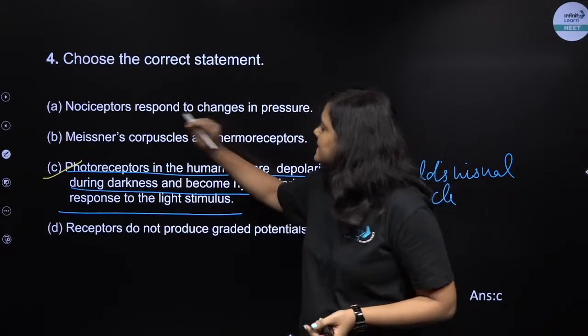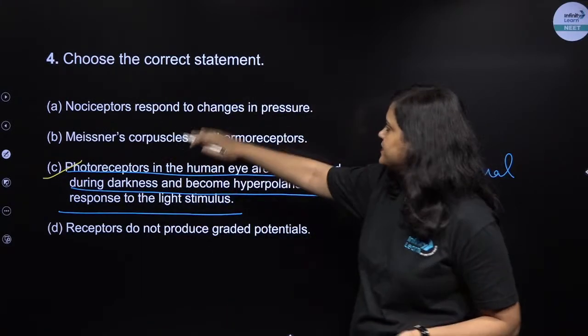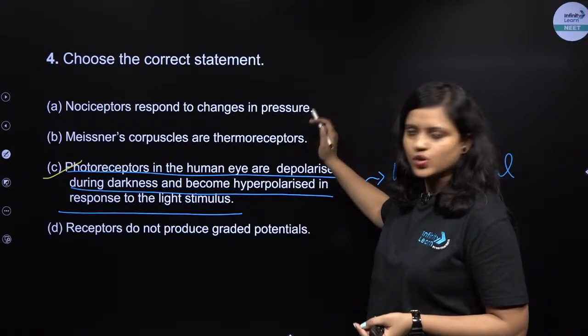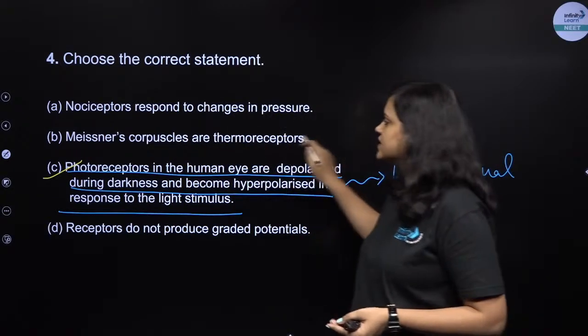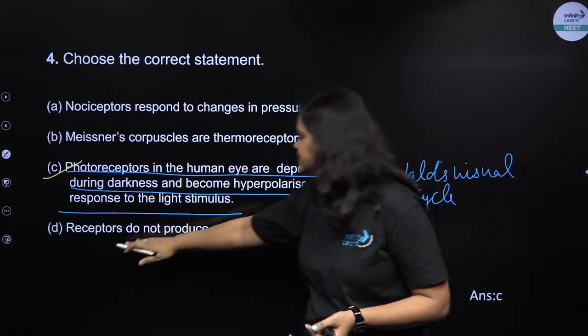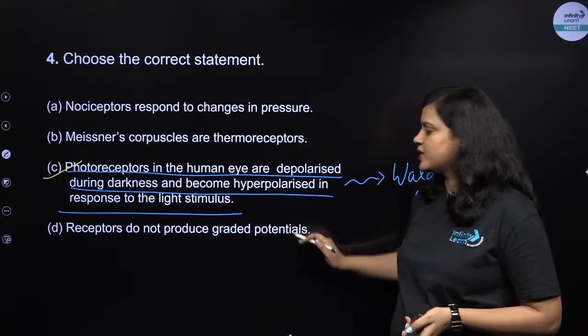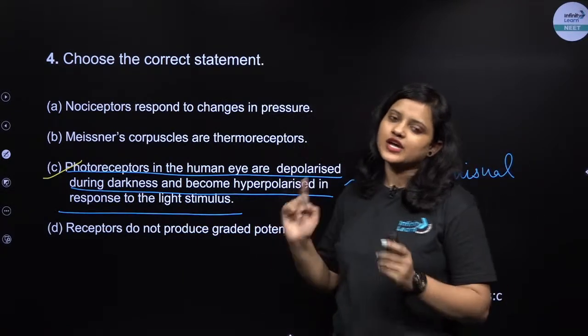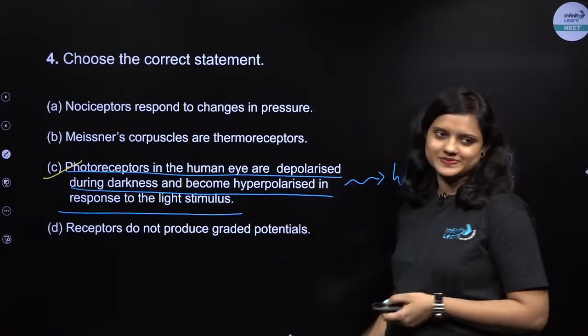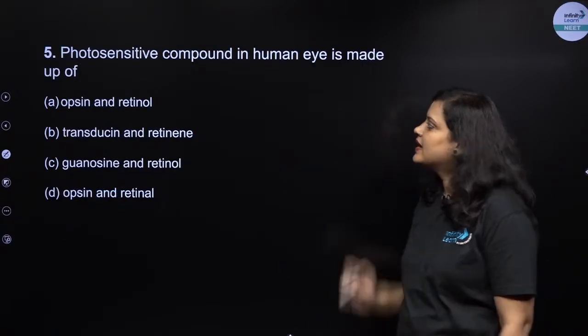Now, nociceptors respond to changes in pressure? No. Meissner's corpuscles are the thermoreceptors? No. And receptors do not produce graded potential, they produce. So the correct option for this question is C. Next question.